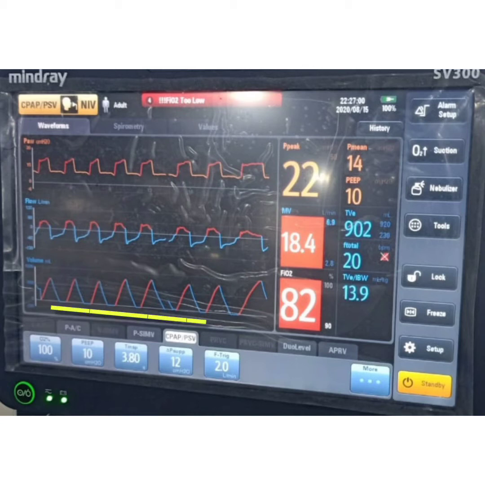The bottom one represents volume. It indicates tidal volume. We can note here it is touching somewhere around 500. So this mode is nothing but CPAP mode, but during inspiration a pressure support is given. A pressure support of 12 on top of PEEP is kept here.